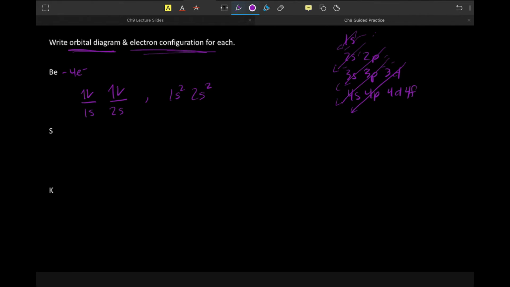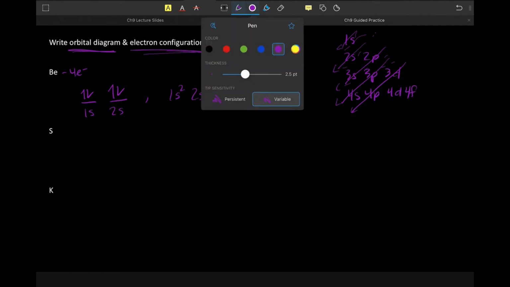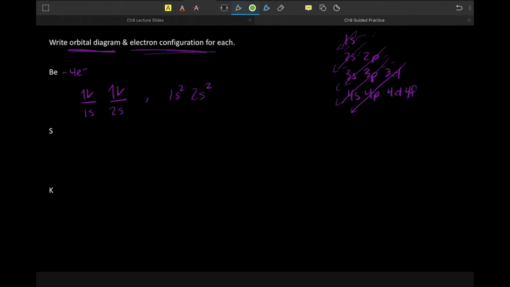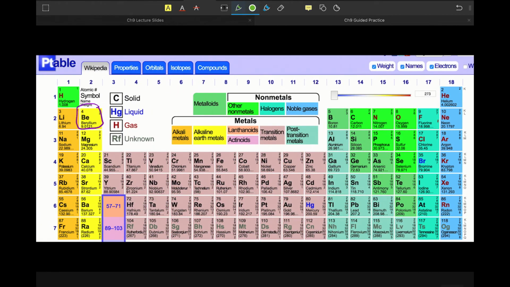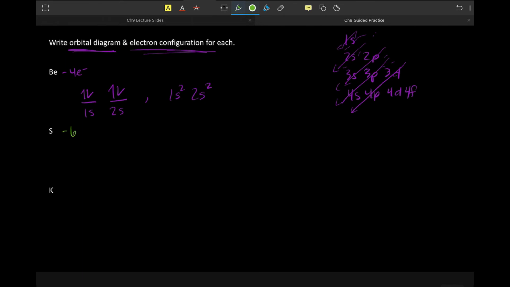All right. Let's go ahead and do the next one, which is sulfur. We need to go find sulfur, which is right here with 16 electrons. And what I recommend now is that you pause and then check your answer and see how it goes.